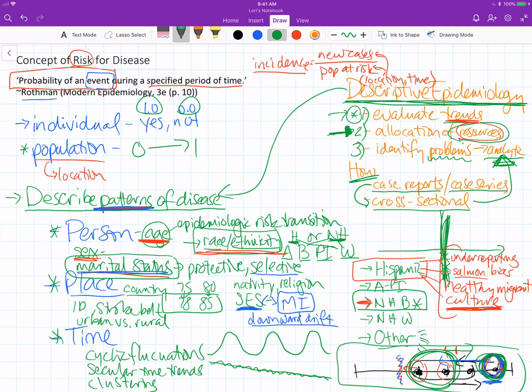Also, this whole idea of clustering. And the definition of clustering is an unusual aggregation of cases. It's usually according to space and time. And so remember this whole idea of location and time. In order to see a cluster, we have to have a specific population that we're in.